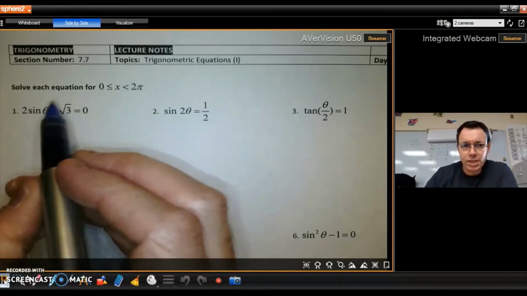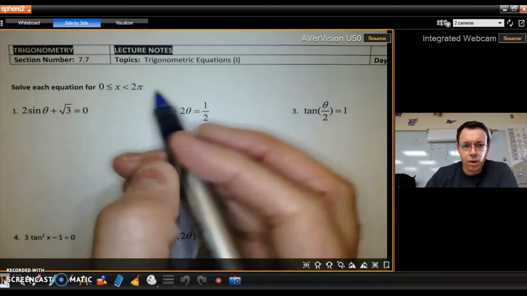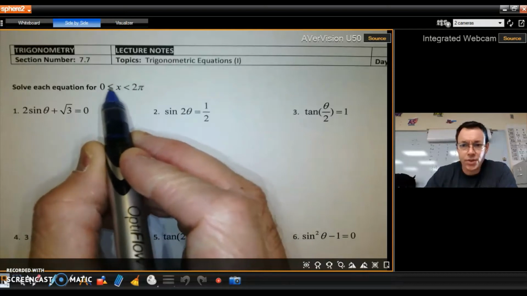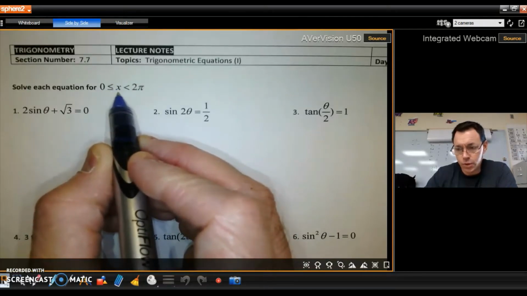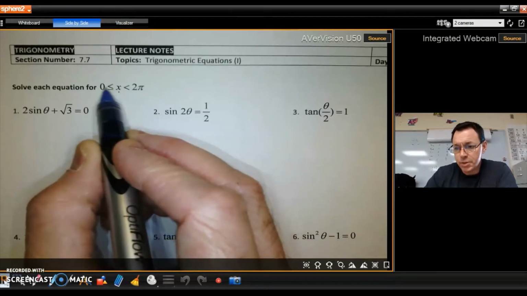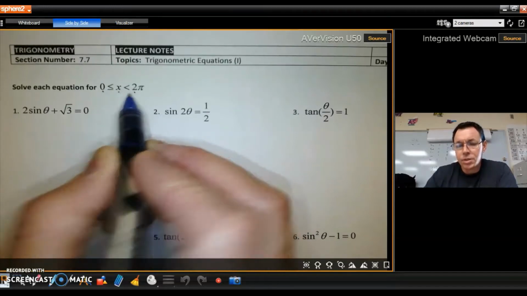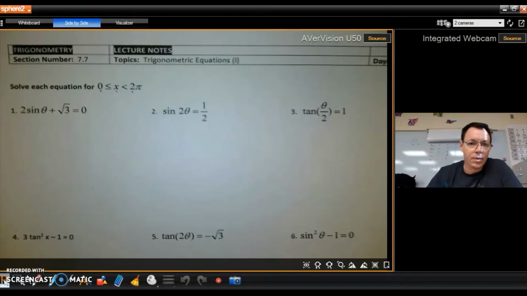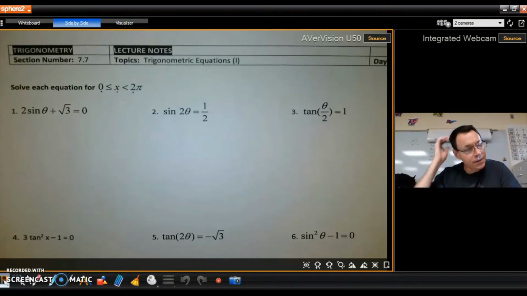If you look at the directions, it says solve each equation for... And what this is saying is we want all x's or thetas or alphas, whatever variable we're using, we want all solutions between 0 and 2 pi. So we want every single angle within one revolution, but we're not going to write all those repeats that we did the other day. Once we understand that there's an infinite number of solutions and these go on forever and ever, we're good. And we're just now going to find all the ones within one circle.